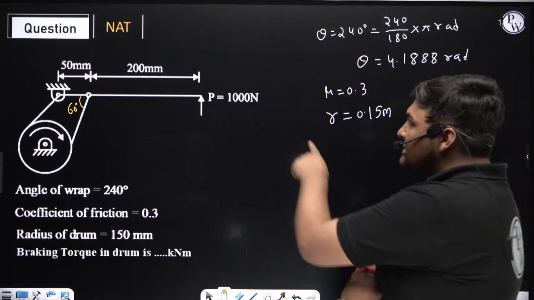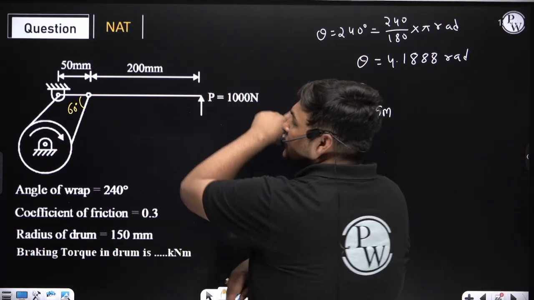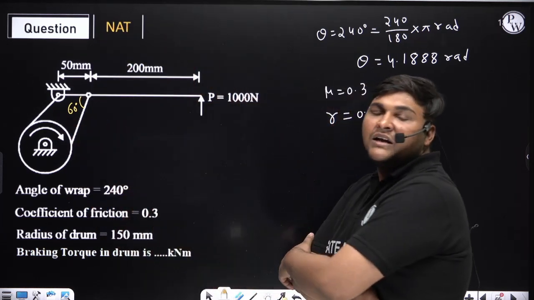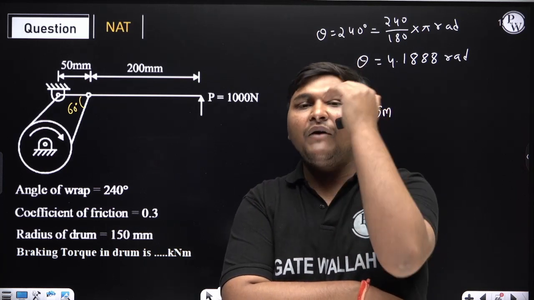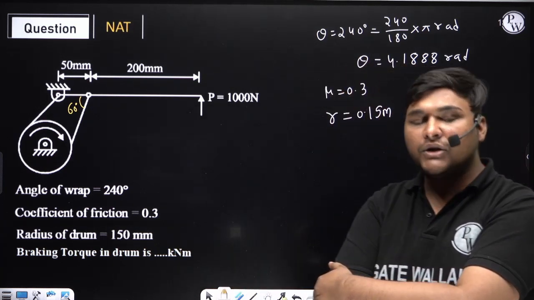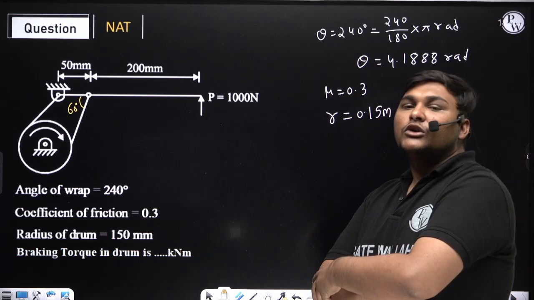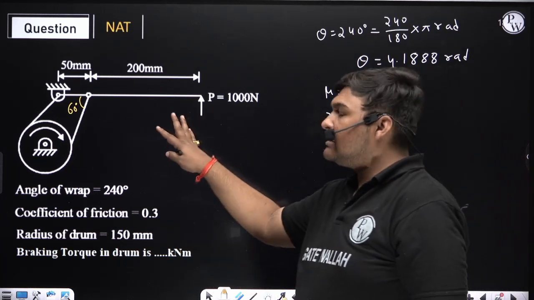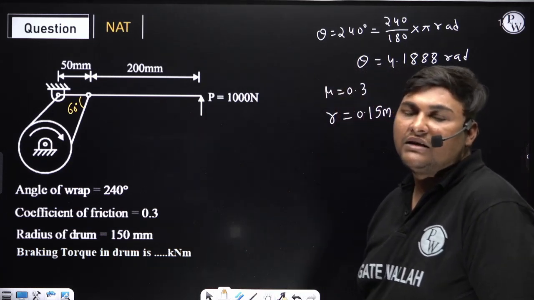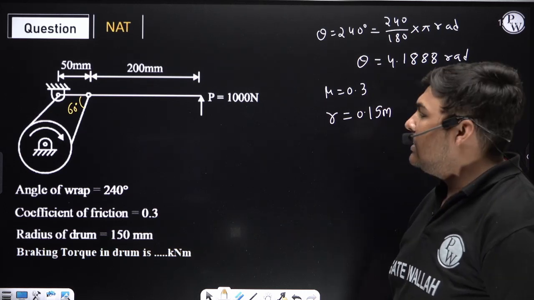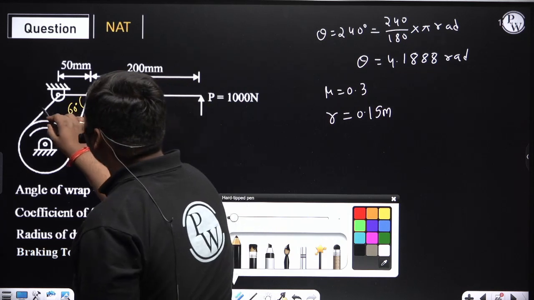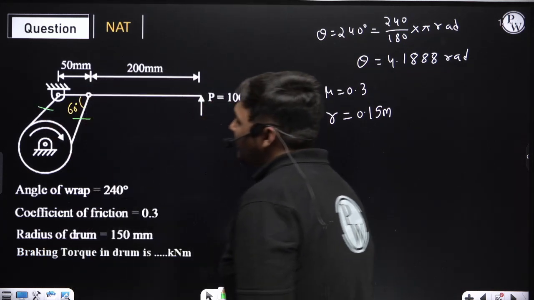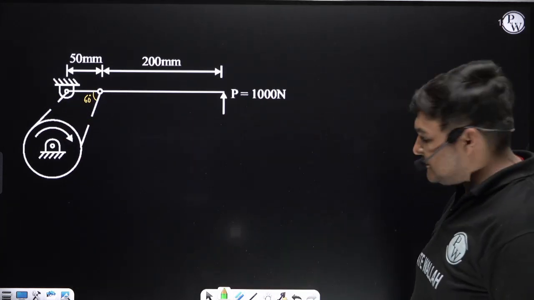Now for another relation, since braking effort is given, from the FBD of the lever we can find the relation between P, T1 and T2. So again two equations, two unknowns, we can find T1 and T2, and after finding T1 and T2 we can find braking torque. First, using the FBD of the lever, we need to find the relation between P, T1 and T2. To draw the FBD of this, we need to cut the band from both sides, from this side and this side. If we cut the band from this side, it will look like this.